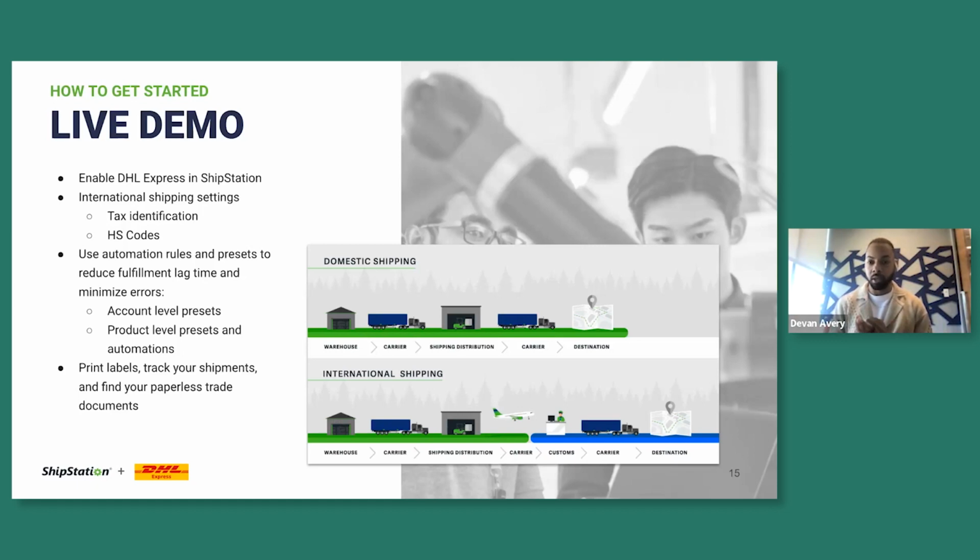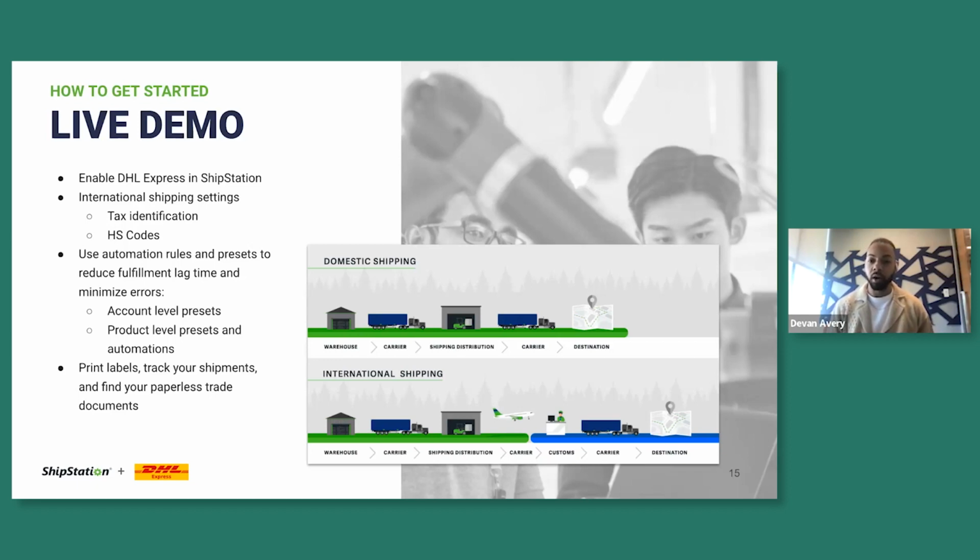We're going to show some of the international settings that you might want to configure in your ShipStation account. We're going to talk about automation and automation rules. If you guys have used ShipStation for a while, automation rules are probably the most powerful tool that we have.